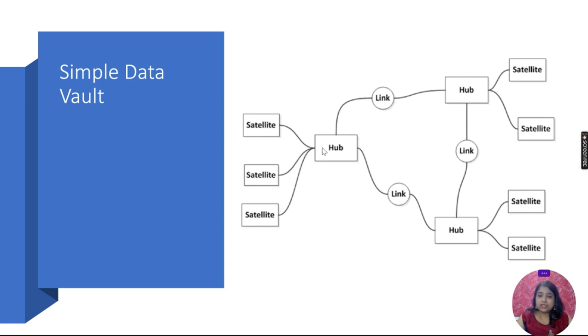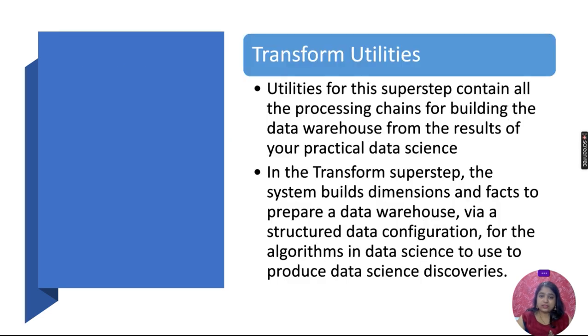Now all these three satellites are connected to a hub, and then these hubs are connected via links to other hubs. So it is actually trying to show the relational database with the help of hubs and links.